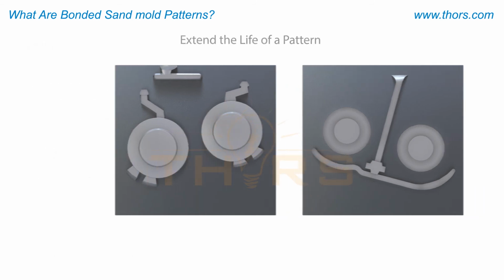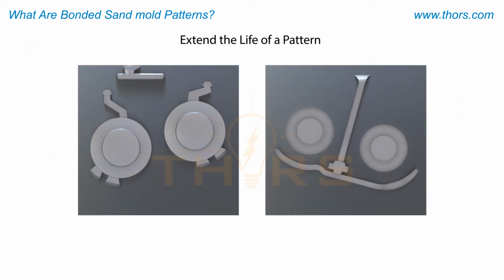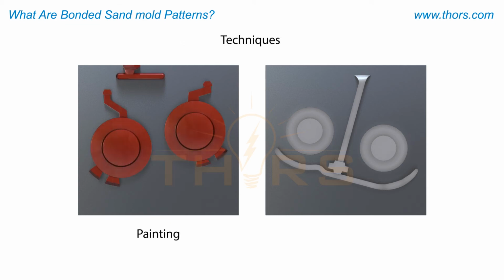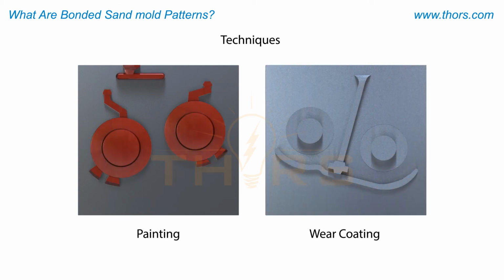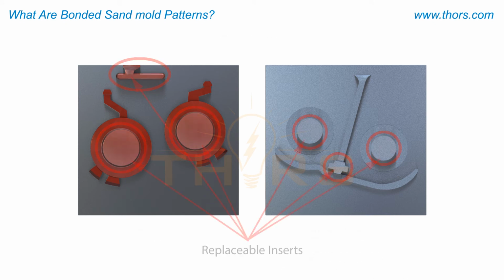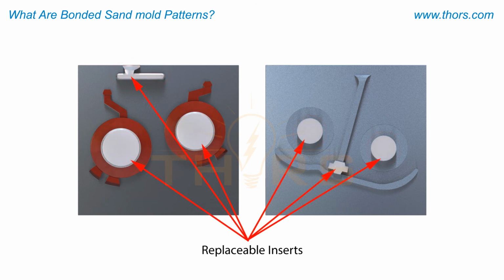To extend the life of a pattern, different techniques may be used. These techniques include painting the pattern or wear coating the pattern, such as electroplating and electroless nickel plating. In high wear areas, replaceable inserts made out of wear-resistant materials can be added to the pattern.